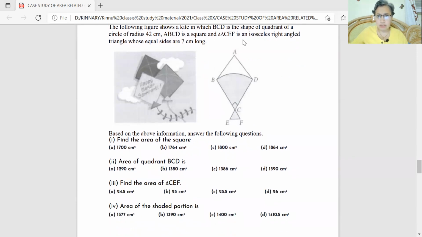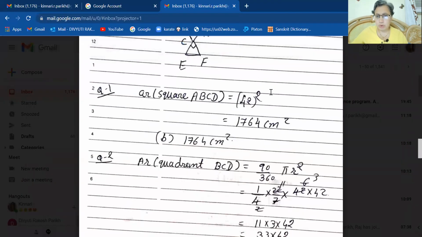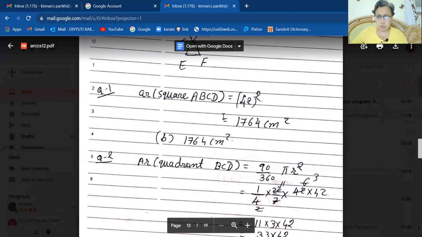So you have to find the area, that will be 42 square. So it will be 1764 centimeter square. So this is the simplest question, I think, of this case study. Let's move on. Second one.